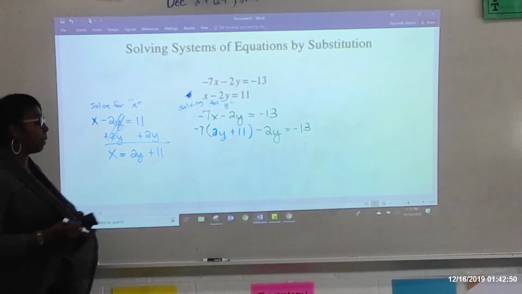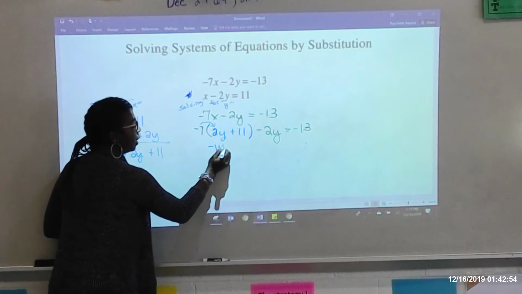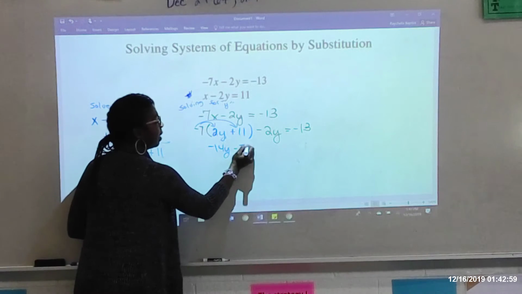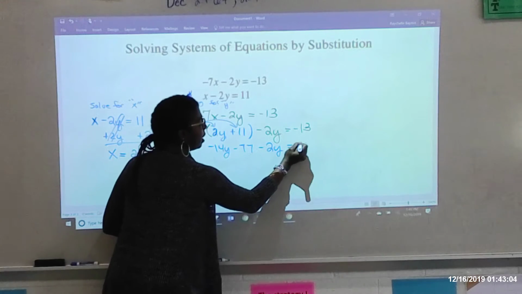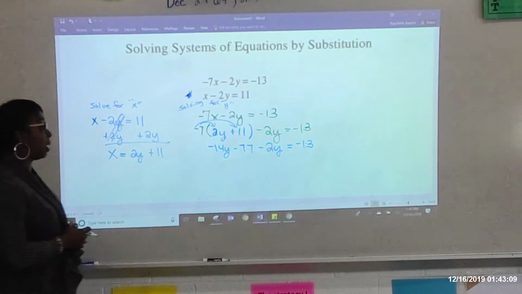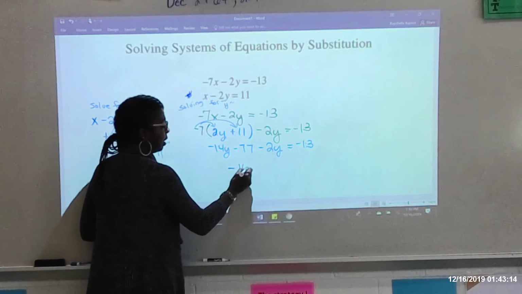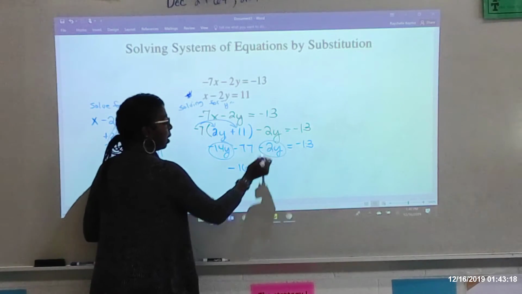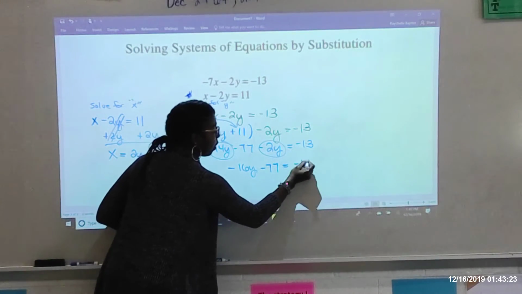Okay? So negative 7 times 2y gives me negative 14y. Negative 7 times 11 gives me negative 77. Minus 2y is equal to negative 13. Always check over your work to make sure you haven't made any careless mistakes. Negative 14 minus 2 is negative 16y. I combine like terms. Bring down my negative 77, and it is equal to negative 13.